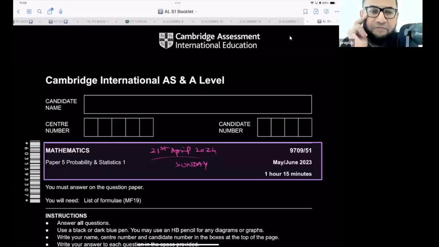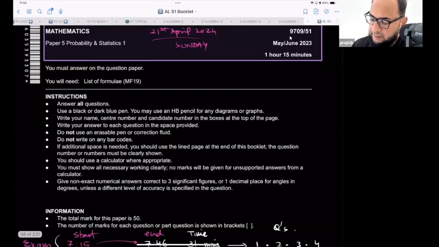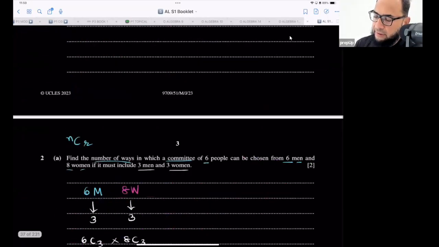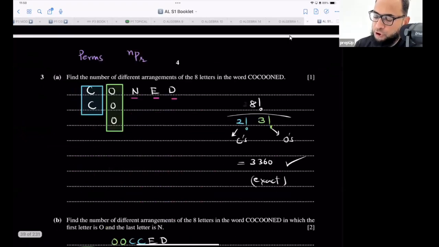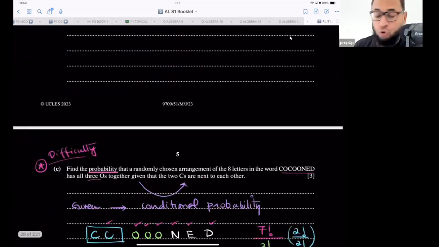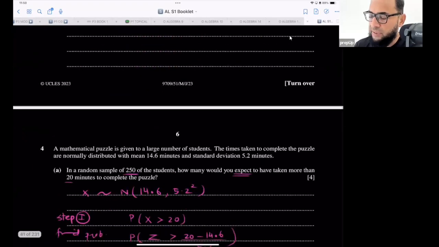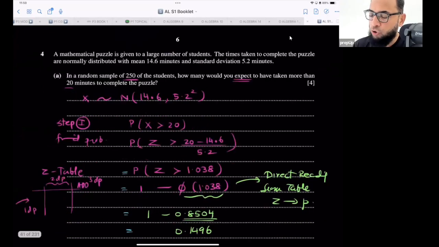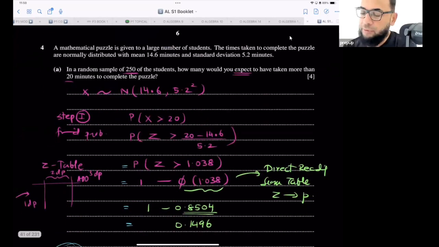Assalamu alaikum everyone. We are starting with the revision of normal distribution from the past papers. So what you see over here are the 2023 past papers. Let me just scroll down and look for a question that is related with normal distribution, and it could be a combination with binomial also. So now let's look at this question.